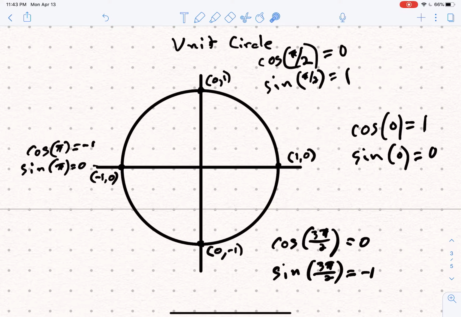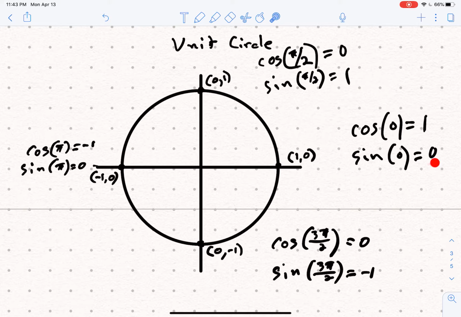So as the angle goes around the full circle, as the angle goes from 0 to 2 pi, or from 0 to 360 degrees, cosine starts at 1, it goes down to 0, down to -1, up to 0, and back up to 1 again. We can do a similar thing for sine.